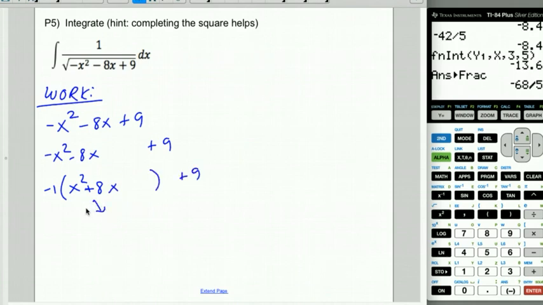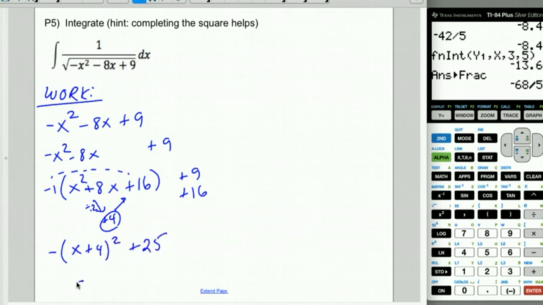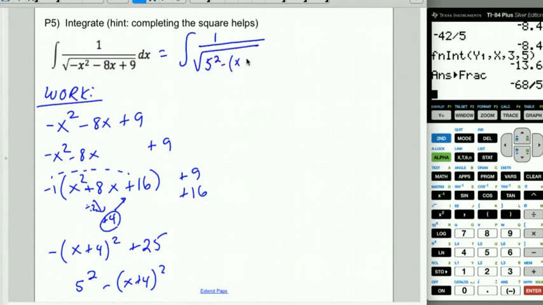When I do my triangle step, I'm dividing by 2 to get a 4 and then squaring it. So I write plus 16, but notice I didn't actually add 16. I subtracted 16, which means I have to add 16 out here for balance. So I get a negative 1 times this (x plus 4) quantity squared, plus a 25, which I'm going to rewrite as a 5 squared minus this (x plus 4) quantity squared, and suddenly I have an arc sine. So this is the square root of 5 squared minus this (x plus 4) quantity squared dx.